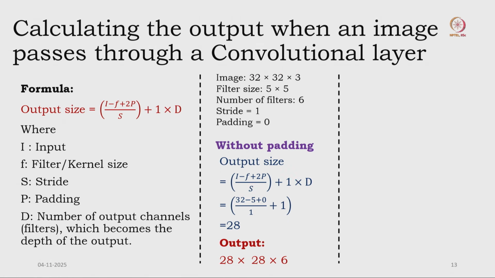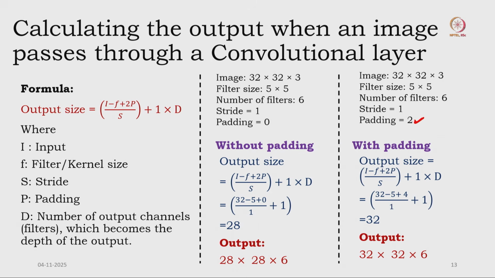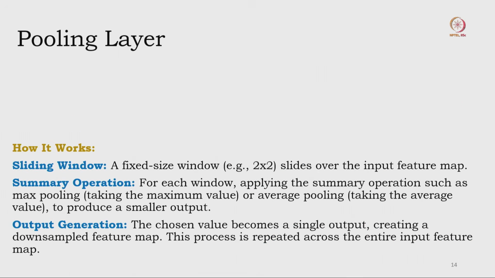Now, what if you are applying padding? The minute padding is applied, the size should be the same as the input. Here the input is 32 by 32 by 3, and look, a padding is applied. Because padding is applied, just substitute the values in the formula. Can you see the value is retained the same as the input, 32. Since 6 such filters are used, 6 feature maps are extracted. This is how you calculate the output of a convolution layer.